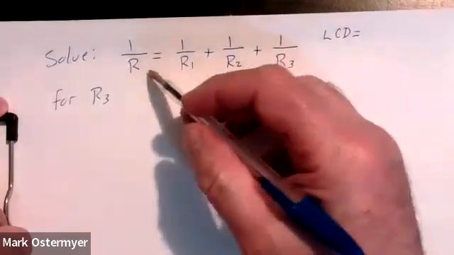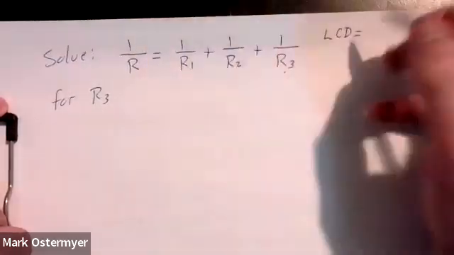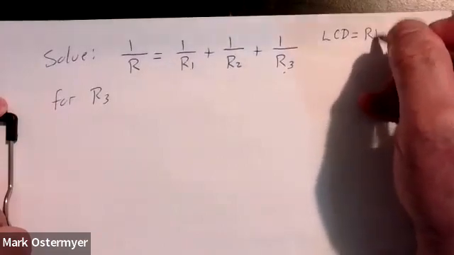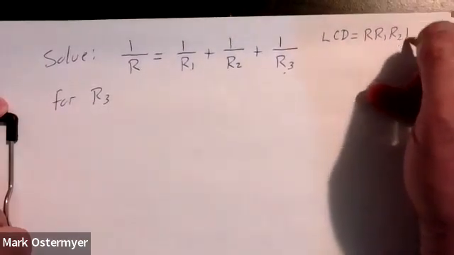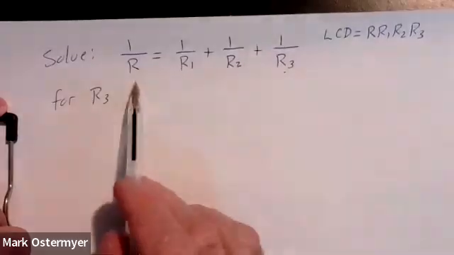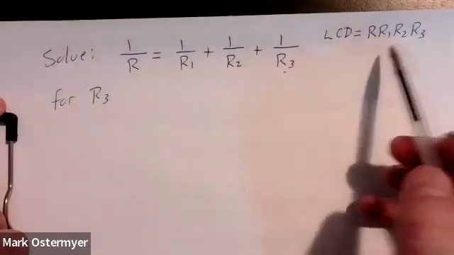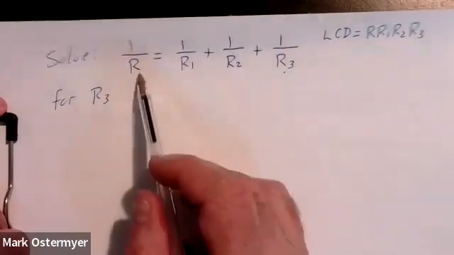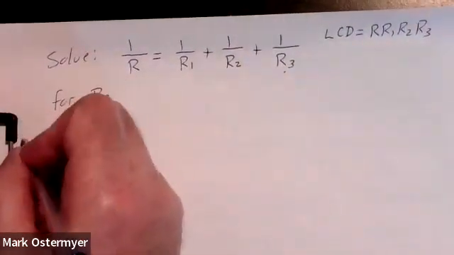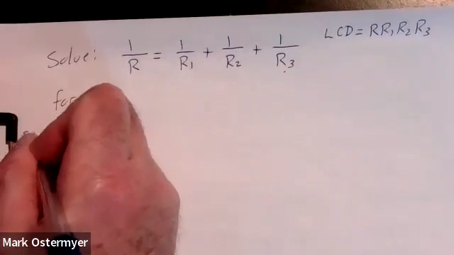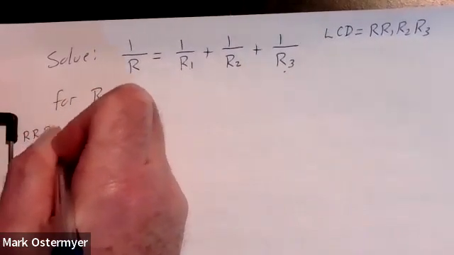In order to be divisible by all of these denominators, we're going to need a factor of R. We're also going to need an R1, an R2, and an R3. So that would be your least common denominator of all your denominators. What I'm going to do now is multiply both sides of my equation by this least common denominator to eliminate all the fractions. As laborious as this step is, I would recommend that you do show it.